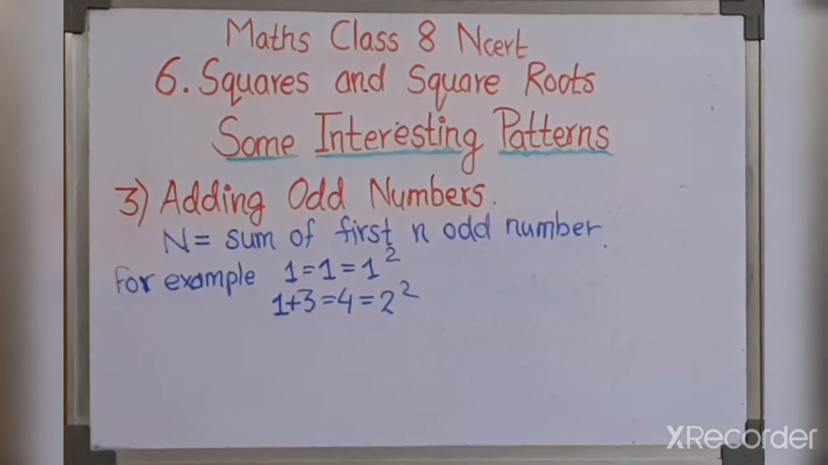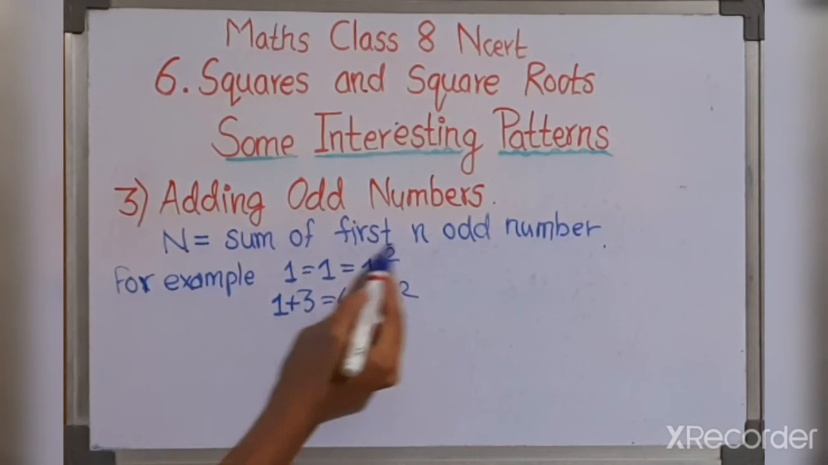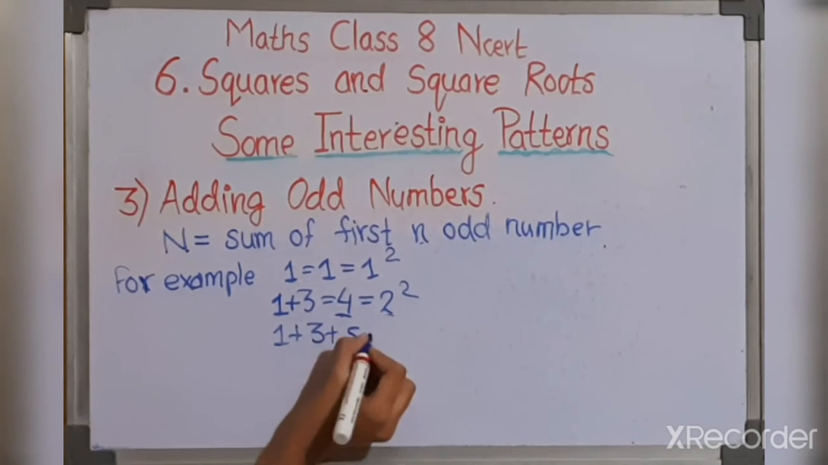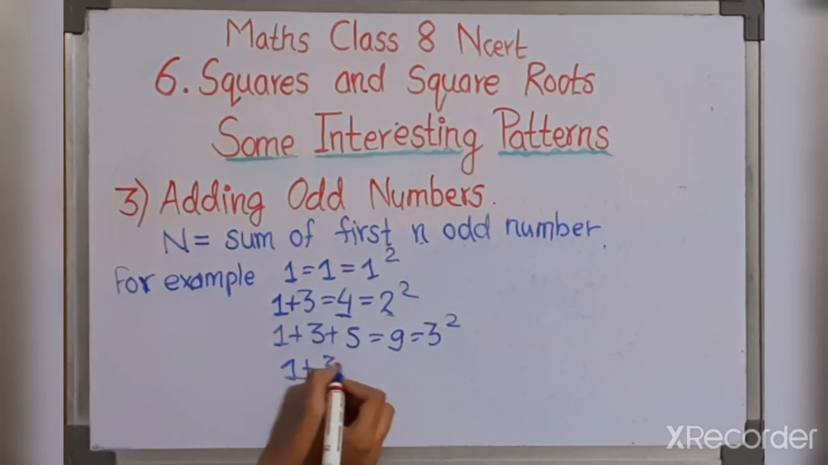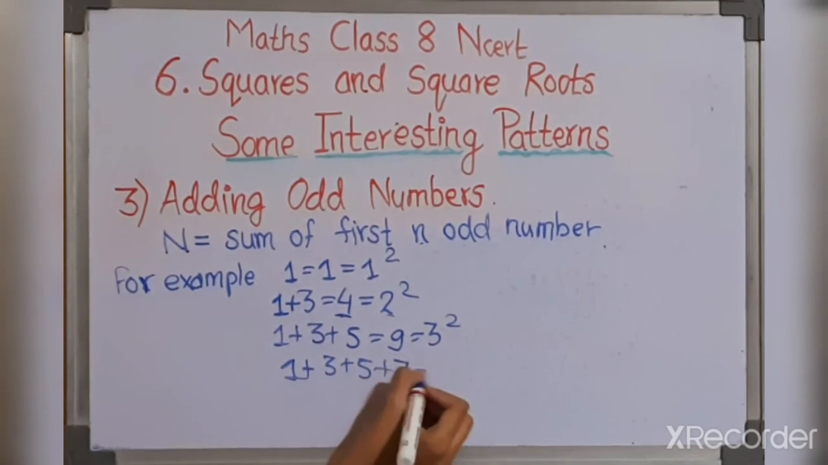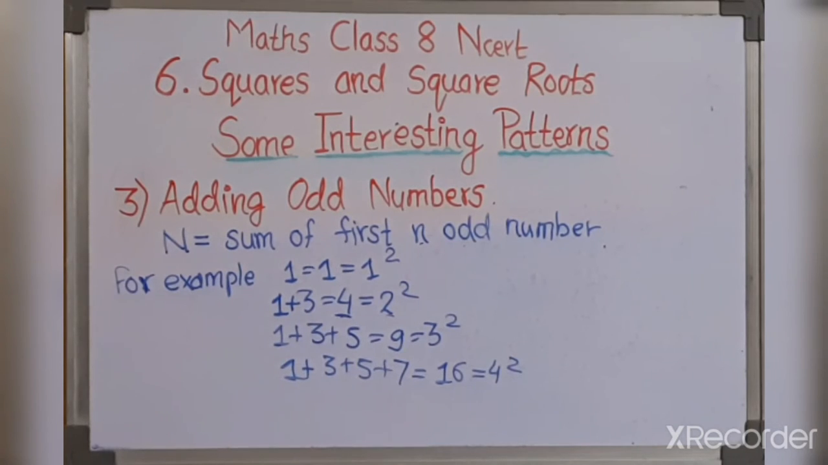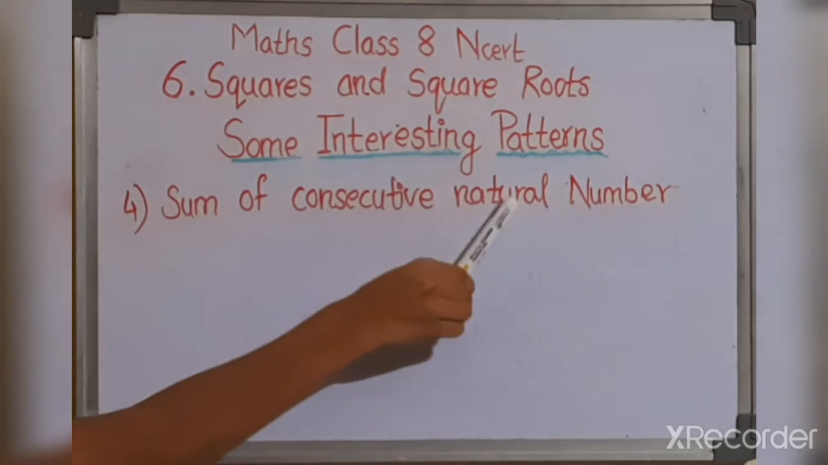So here the square of any natural number n is equal to the sum of first n odd numbers. The square of 2, which is 4, is equal to the sum of first 2 odd numbers, that is 1 plus 3. Next is 1 plus 3 plus 5, which is equal to 9, that is 3 square. Next is 1 plus 3 plus 5 plus 7, which is equal to 16, which is 4 square. Now we will see the next property, that is the sum of consecutive natural numbers.